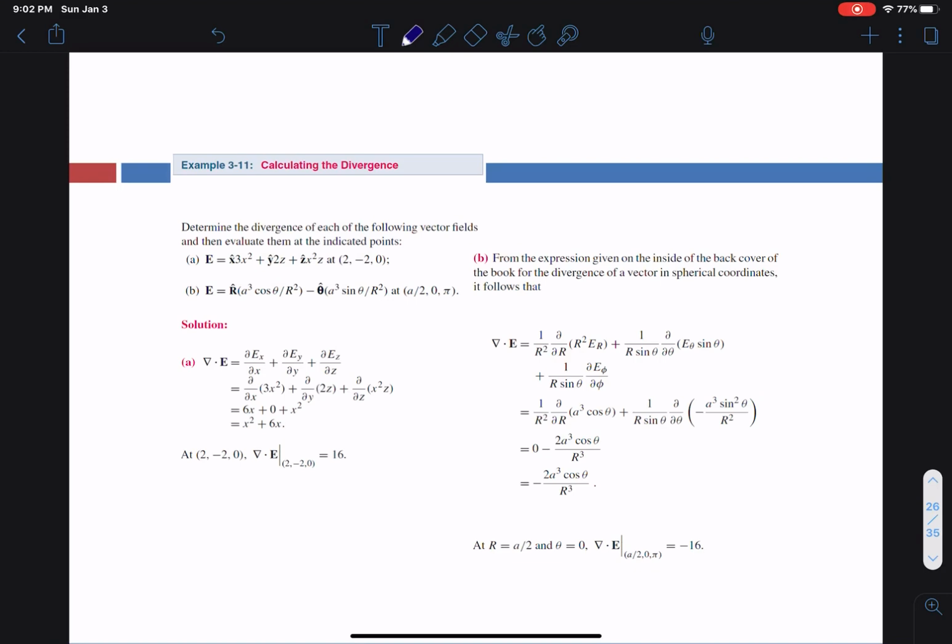We're going to solve problems in class and find the divergence in both Cartesian and spherical coordinates. If you have your book, the last page has the gradient, divergence, Stokes theorem, Laplacian, all of them.